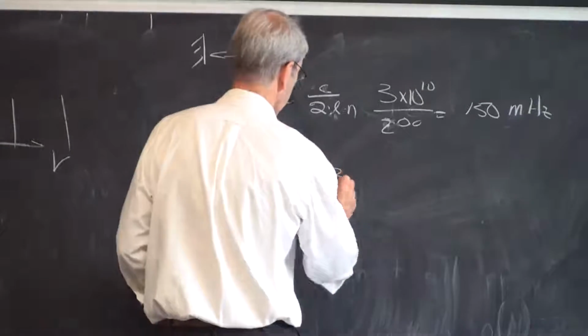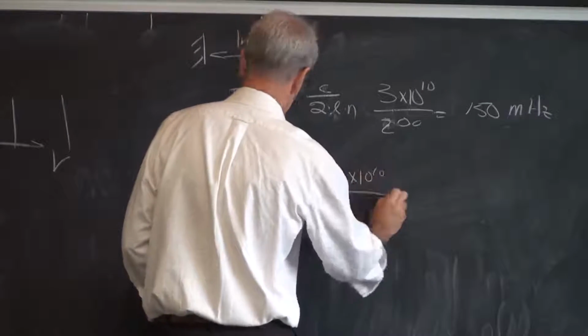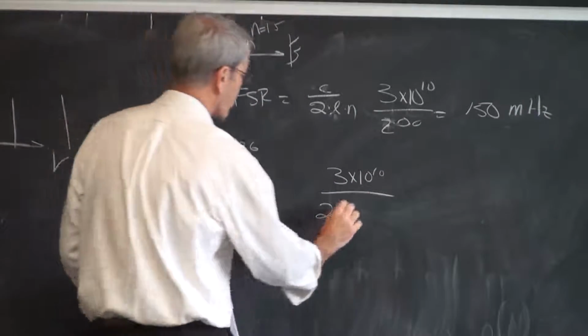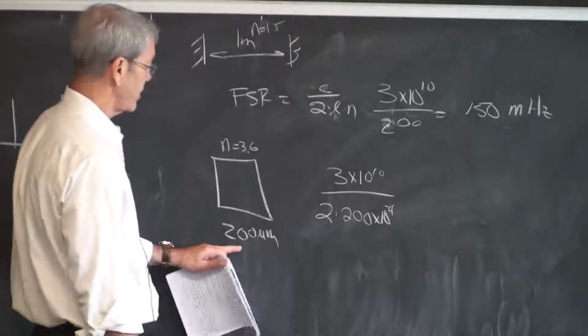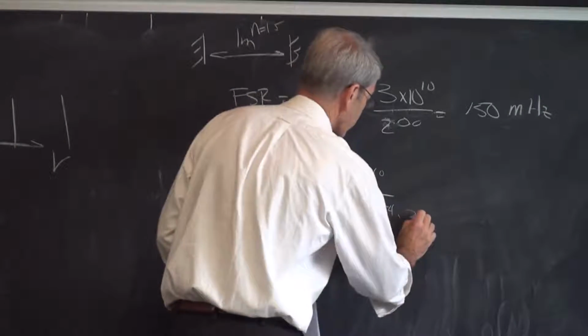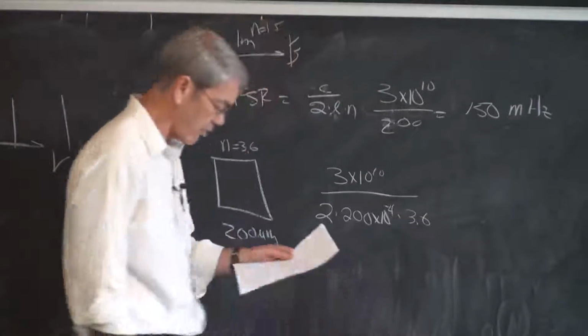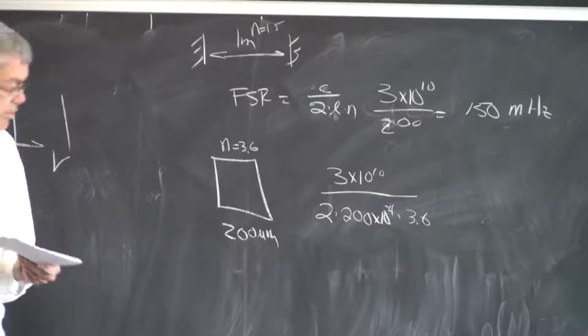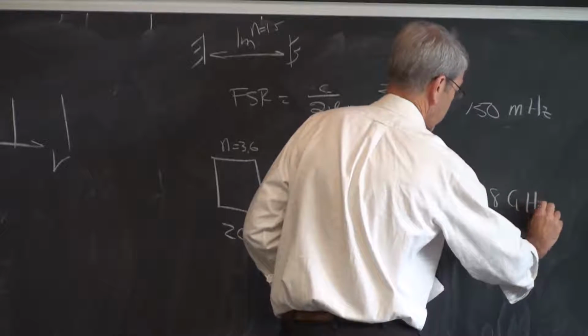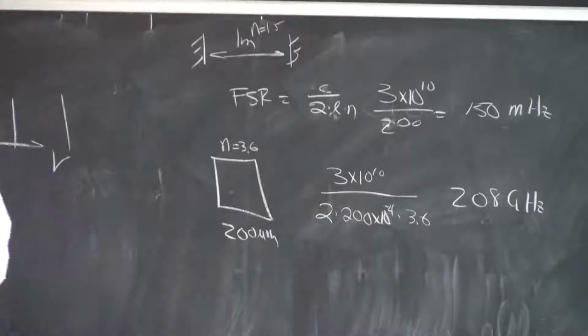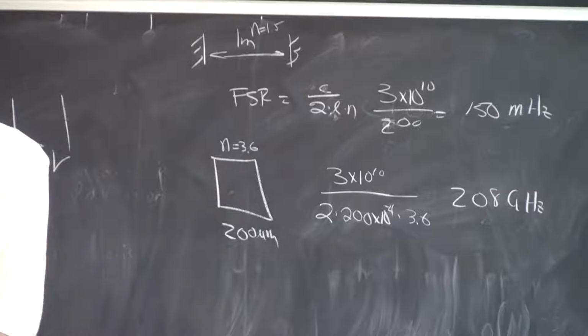Okay, it's 3 times 10 to the 10 divided by 2 times 200 microns, that's 200 times 10 to the minus 4 centimeters, and then times the index of refraction, 3.6. And you grind that through, and what did I get? I got 208 gigahertz. So this poor little laser is only going to operate on certain discrete frequencies, and they're separated by 208 gigahertz. So when it lasers, it's on this mode or that mode or maybe both, but nothing in between.